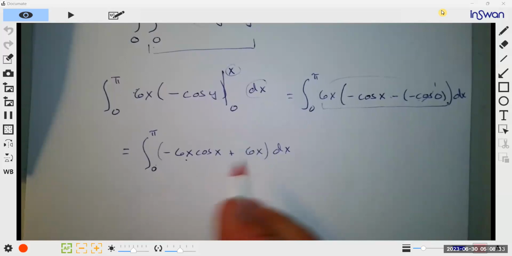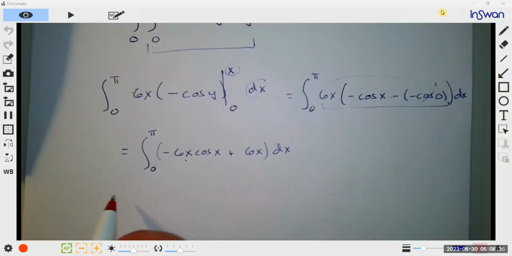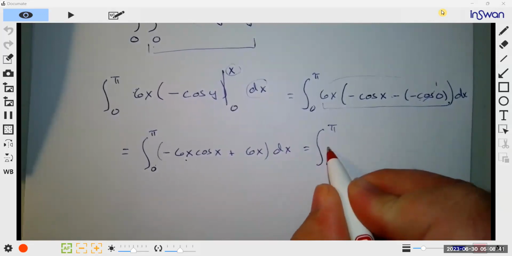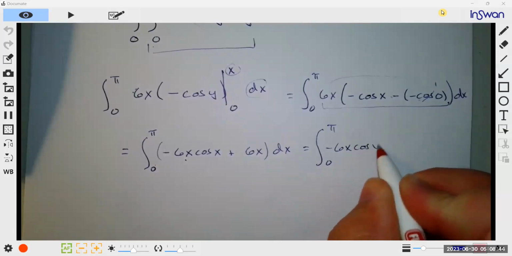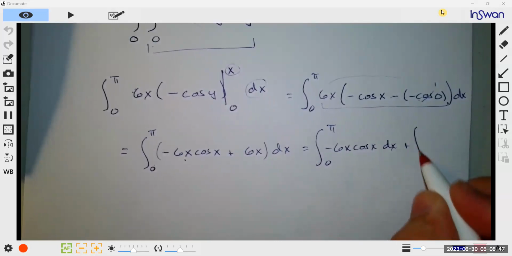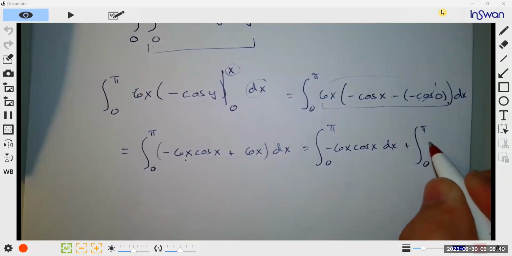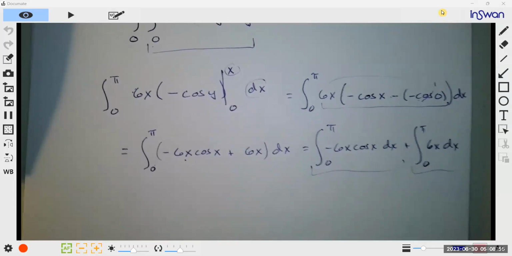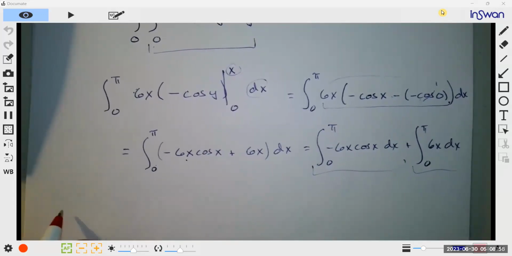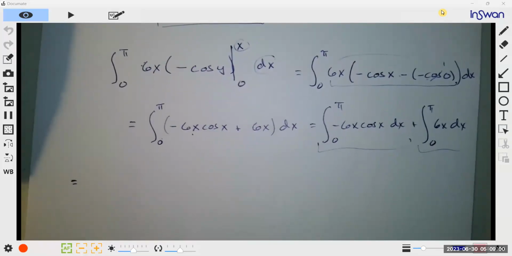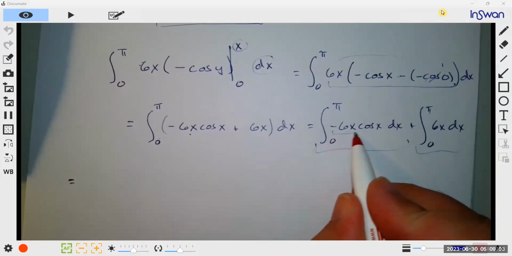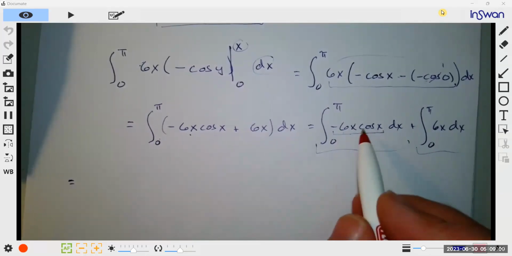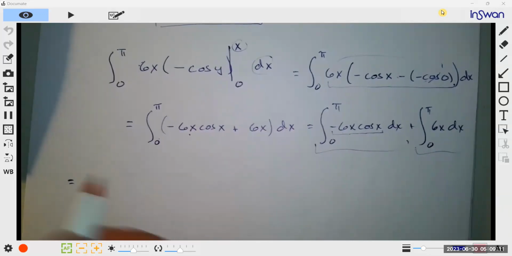Now this one we could do in 2 parts, since it's separated by a plus. We could do the integral of negative 6x cosine x dx plus the integral from 0 to pi of 6x dx. We could do it in 2 parts. All right, this equation, since it has a product, we have to integrate by parts.